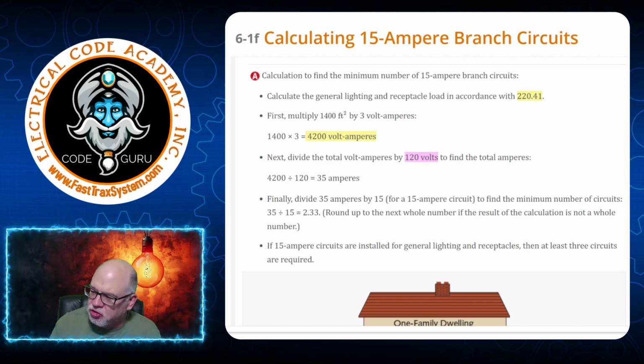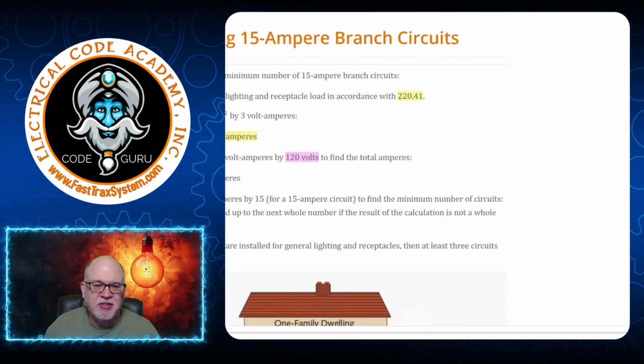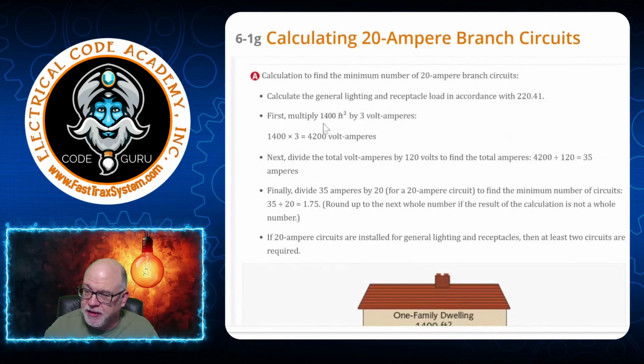Now, what if I made a choice and I want to use 12 gauge? I want to use 20 amp circuits for all this general lighting and general use receptacle. Okay, it's exactly the same. Still 1,400 square feet, still 3 VA per square foot. It's still 4,200 VA. The only difference here is you still do 4,200 divided by 120, that's 35. But instead of dividing 35 by 15, you guessed it, you're going to divide it by 20. And in that case, 35 divided by 20 is going to be 1.75.